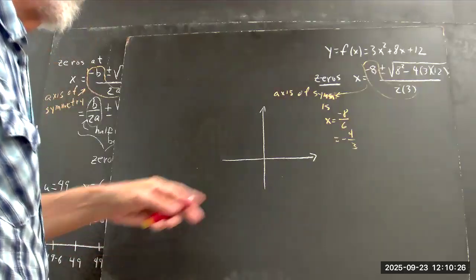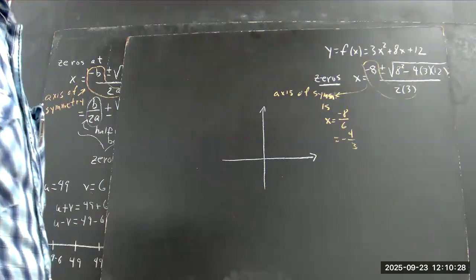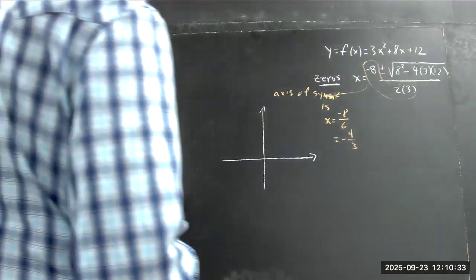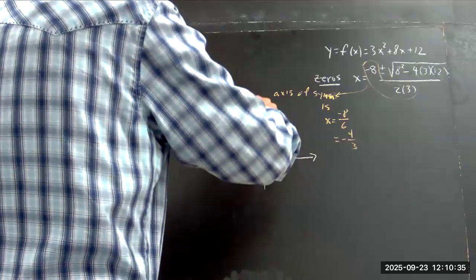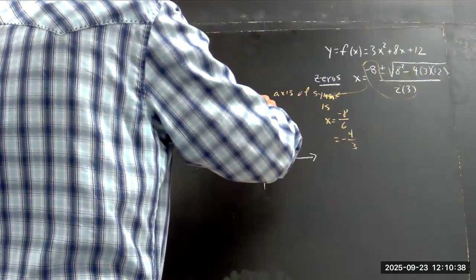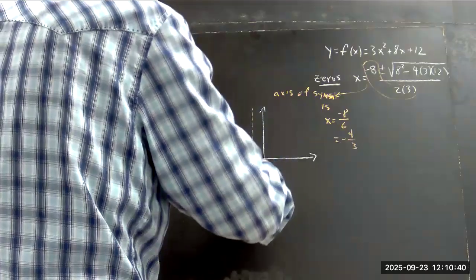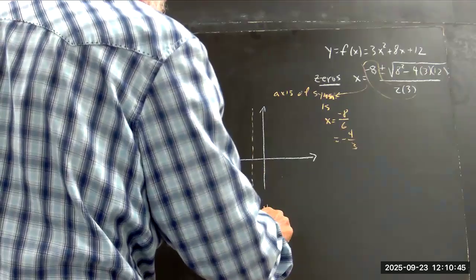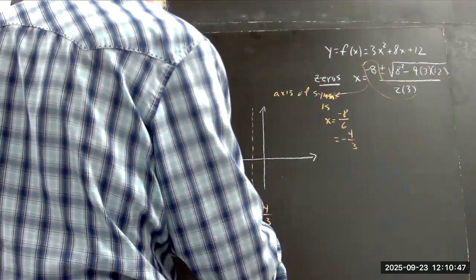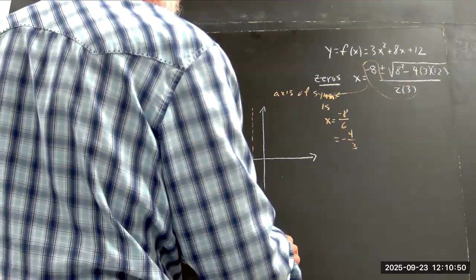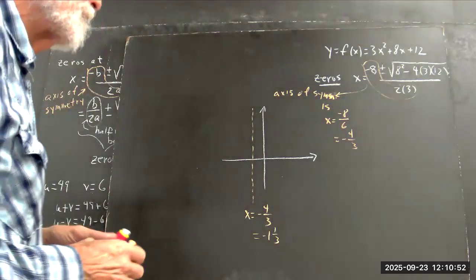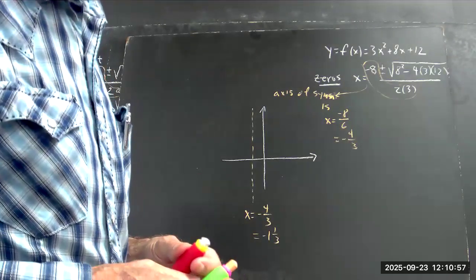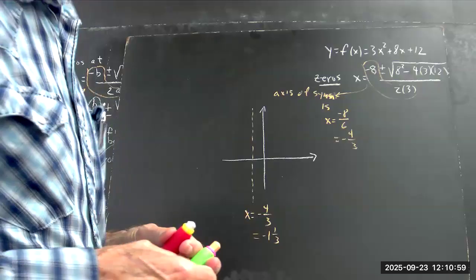The axis of symmetry is x equals -4/3, -1 1/3. So I'm going to draw the axis of symmetry here. Also, the vertex is on the axis of symmetry.